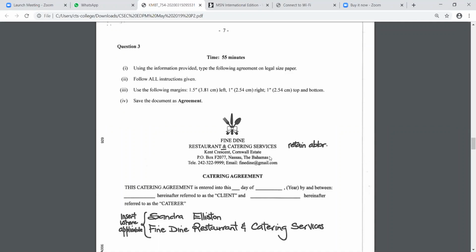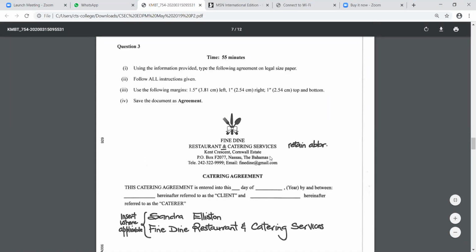If you want, you can go back to the first question that has the letter to get some information. Sandra is the client, Fine Dine is the caterer. Very good. So when you type by and between, and you put a colon, Sandra Elliston goes there, and you have to underline Sandra Elliston, herein referred to as the client, and Fine Dine Restaurant and Catering Services, herein referred to as the caterer.